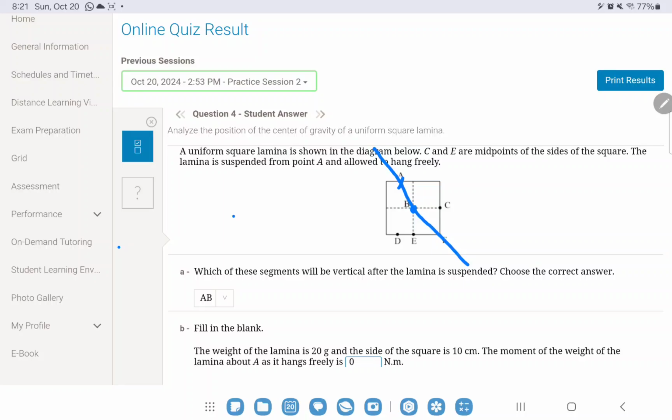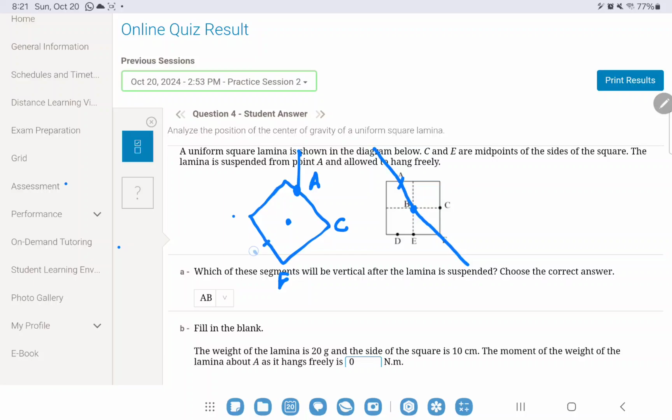So since you're hanging it from A, if you want, try redrawing it. A, then you'll have B here, and then you'll have F here, and probably C here, and this is A.